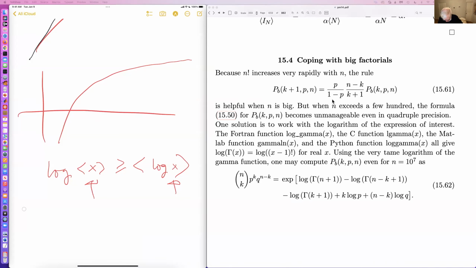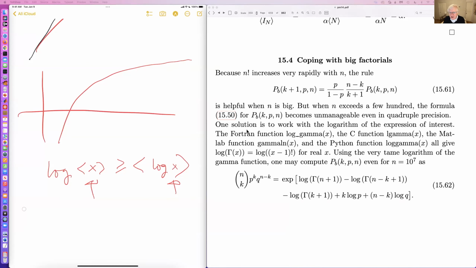Now, the question is, how do you cope with big factorials? The funny thing about factorials is that when you learn them in school, you just write n factorial, and you might write down 100 factorial and think nothing of it. But you put 100 factorial into a computer and it will crash, or it'll give you 0, or it'll give you some crazy number. These numbers increase so rapidly that you need ways of dealing with them if you're trying to do things numerically.